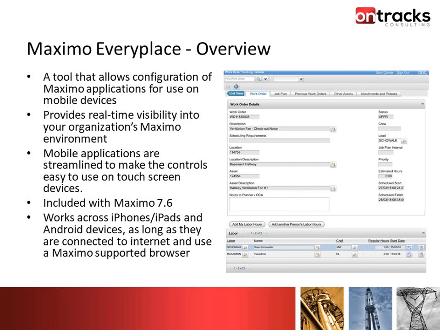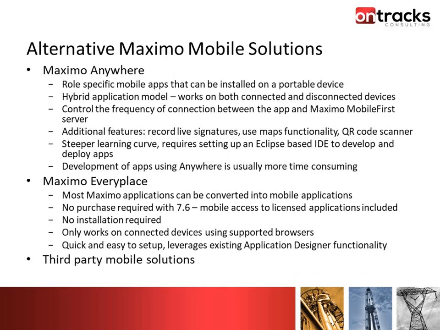It provides access to streamlined mobile applications with controls that are easy to use on touchscreen devices that are widely used today. Maximo Everyplace functionality comes included with Maximo 7.6, and it works across iPhones, iPads, as well as Android devices, with the caveat that they must have connection to Maximo over the internet using a supported browser.